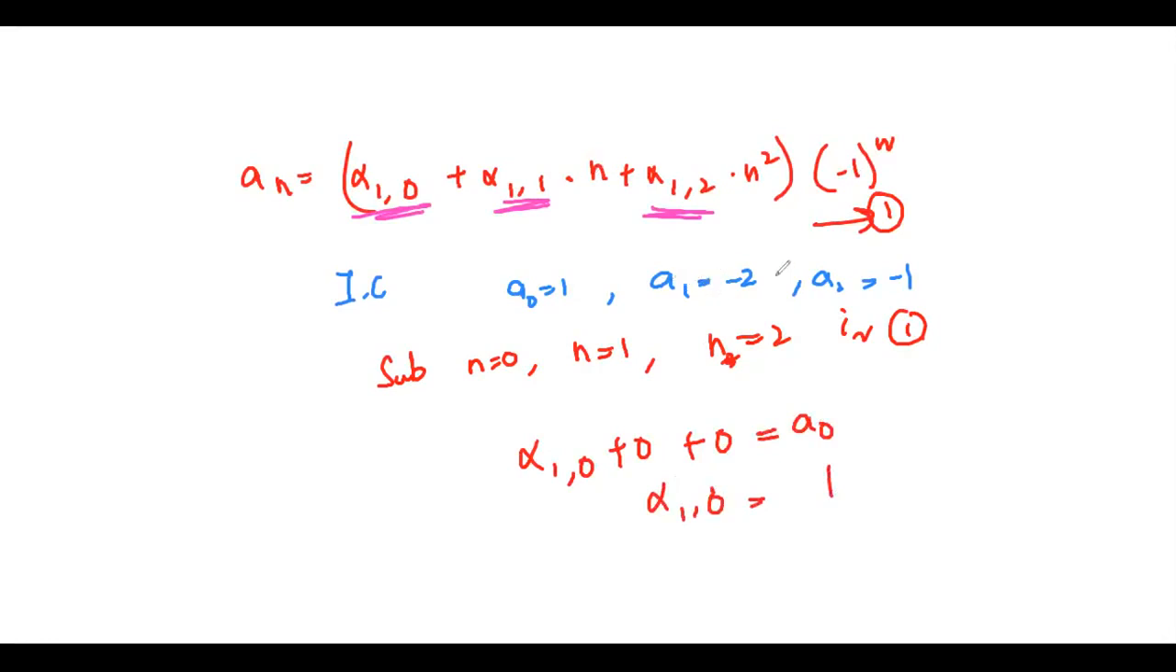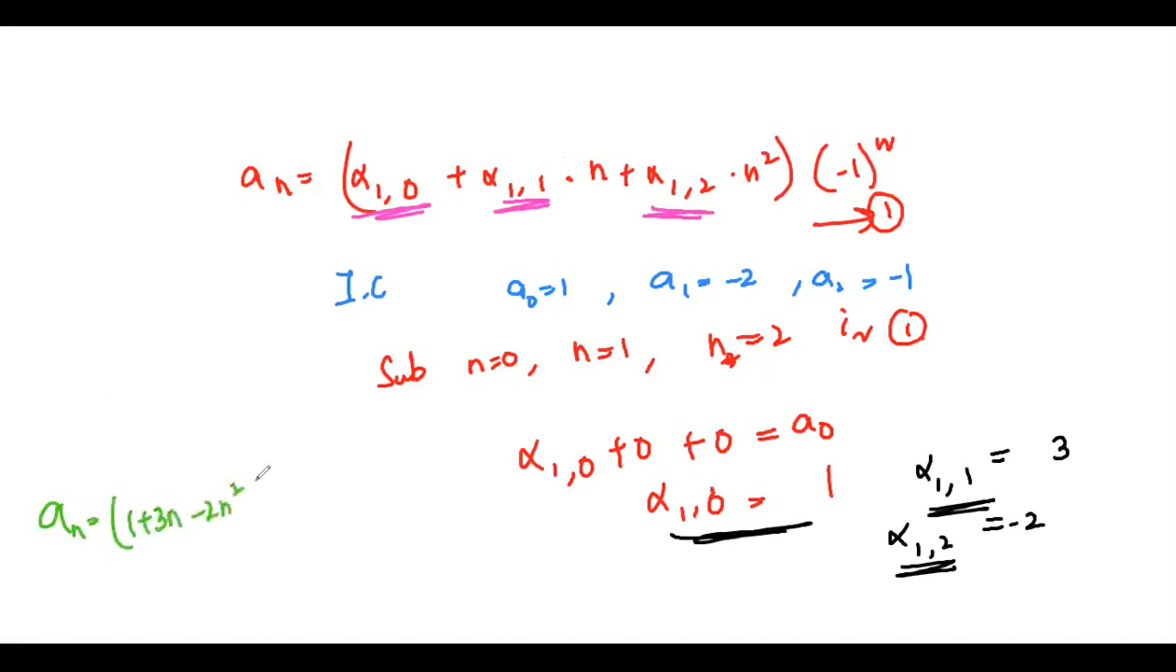Similarly, you can substitute n is equal to 1 and 2 and find the rest of the two values. What will be the rest of the two values? Alpha 1 comma 1, if you solve the equation, you will get it as 3, and alpha 1 comma 2 will be minus 2. Now substitute these three values, alpha 1 comma 0, alpha 1 comma 1 and alpha 1 comma 2 in equation 1. Now based on that, you will get an is equal to 1 plus 3n minus 2n square into minus 1 power n.